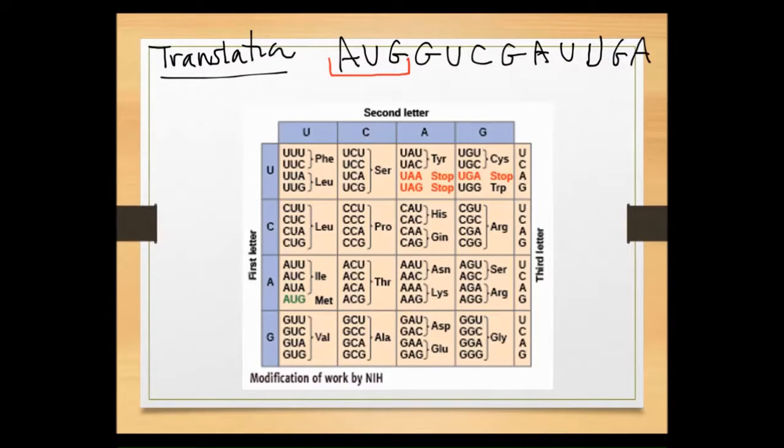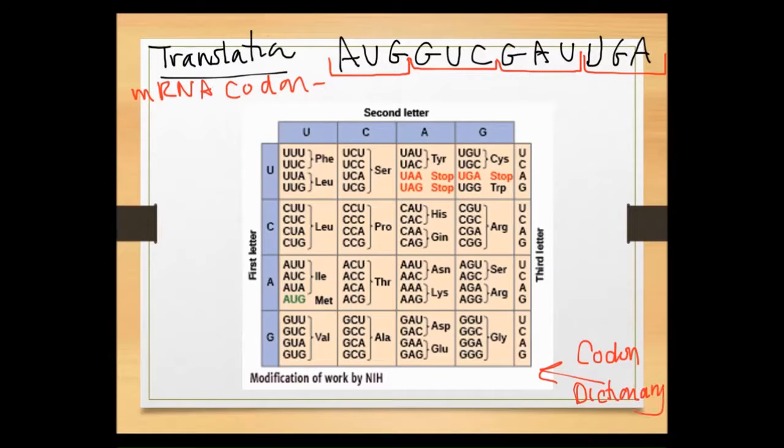So we're going to break the messenger RNA into groups of 3, and each of these groups of 3 is called a codon. So codons are found on messenger RNA, and we're going to look these codons up in this right here, which is our codon dictionary, to find out which amino acid is going to go in which order. Let's take a look at our codon dictionary to learn some things about it.